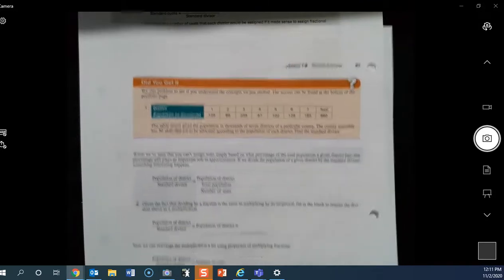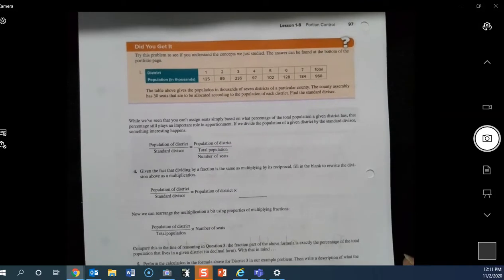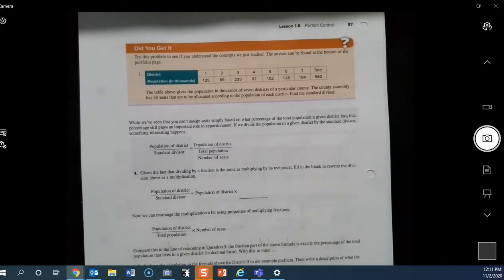Now we come here to the next page, page 97. It says, while we've seen that you can assign seats simply based on what percentage of the total population a given district has, that percentage still plays an important role in apportionment. If we divide the population of a given district by the standard divisor, something interesting happens.